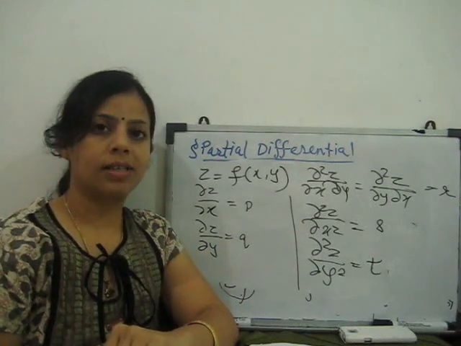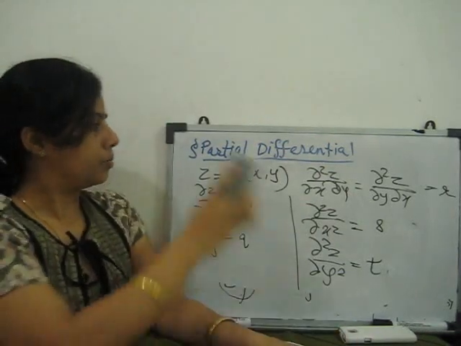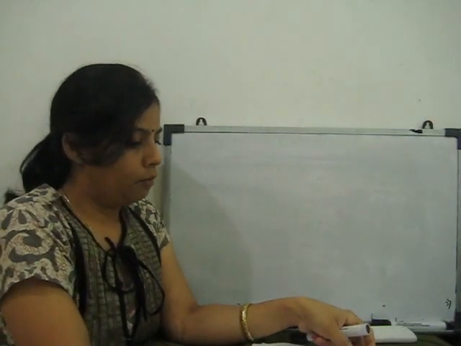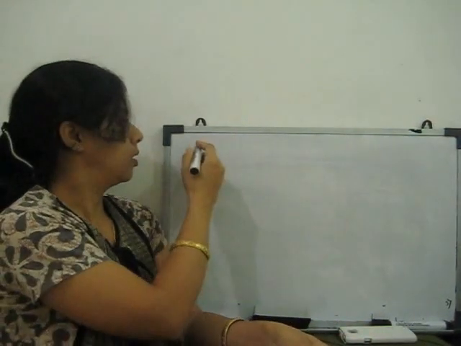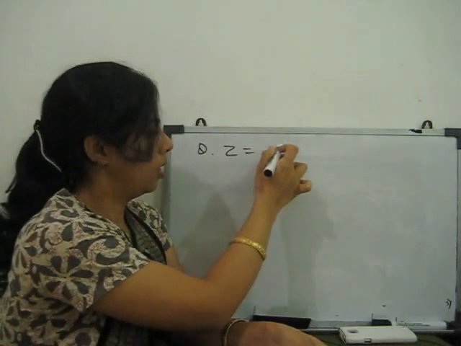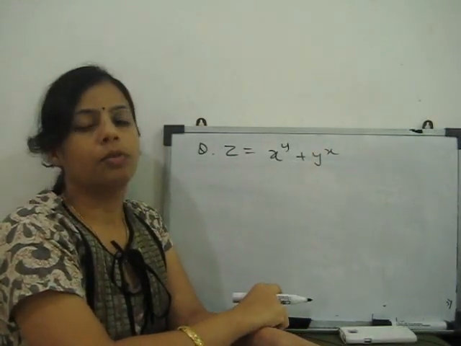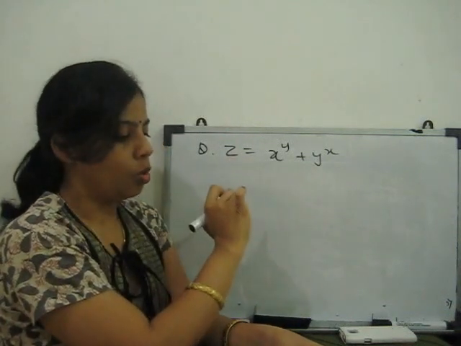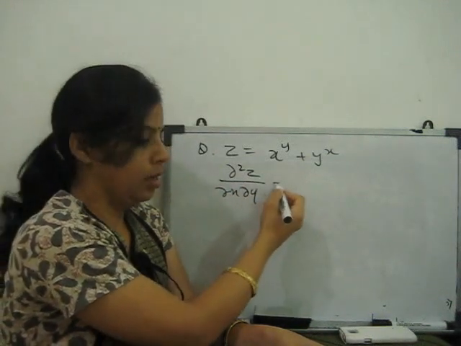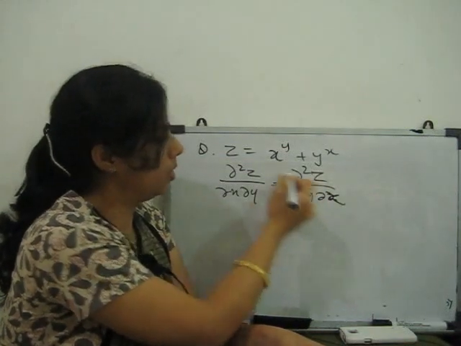Now I will show you some examples of how to find partial derivatives for given data. For example, if we have a function z is equal to x to the power y plus y to the power x, prove that del 2z upon del x del y is equal to del 2z upon del y del x, which means it is symmetric.